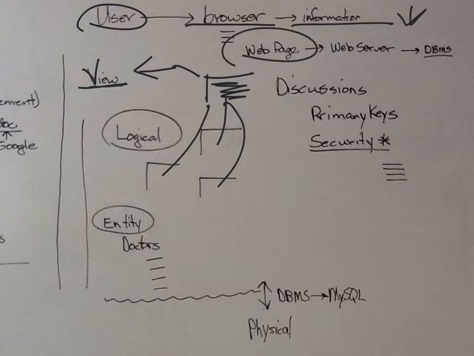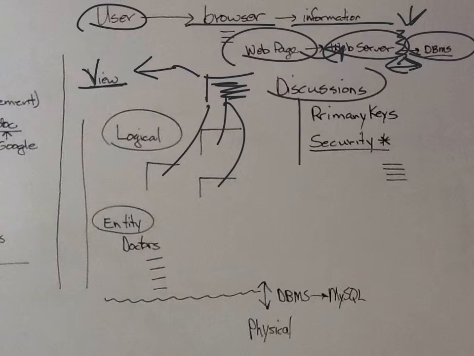That can be done through a web page, stored on a web server, getting it from a database management system. So you'd have some kind of access to here, and then from here to here, this would be very controlled, how they get the data out of the database. Lots of discussions around, we talked about primary keys, we talked about security, and so forth. So let's take a look over here.